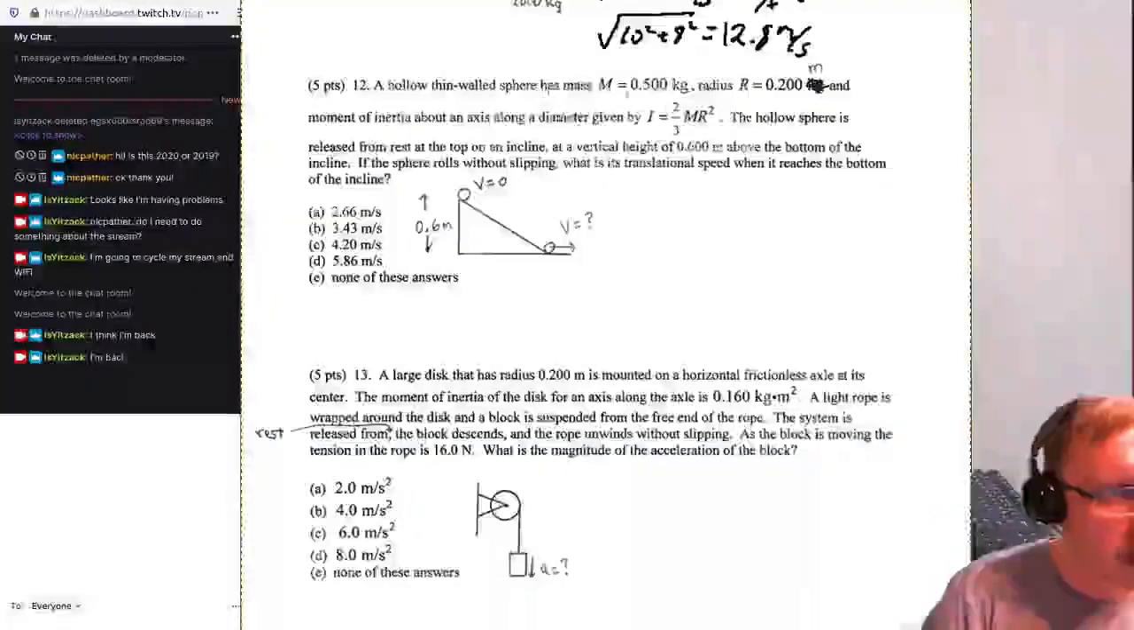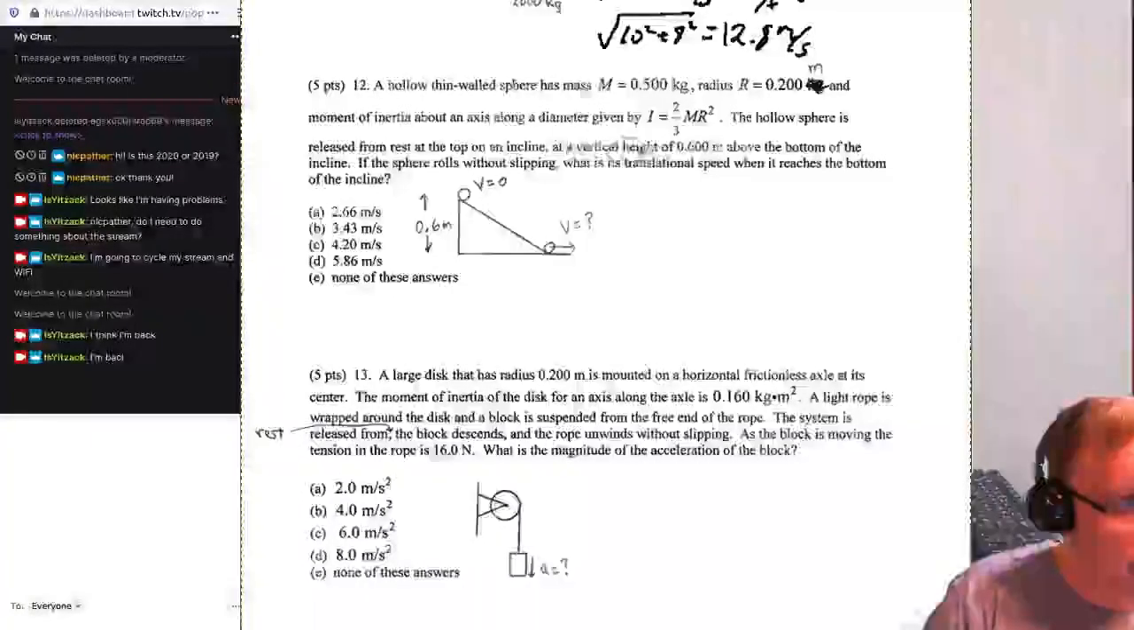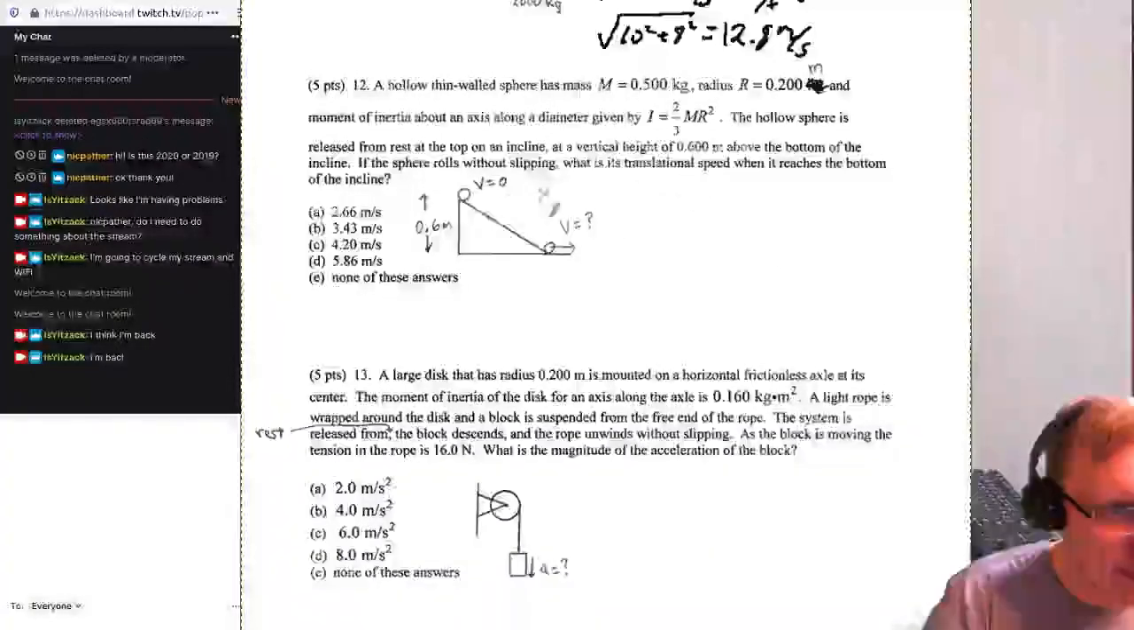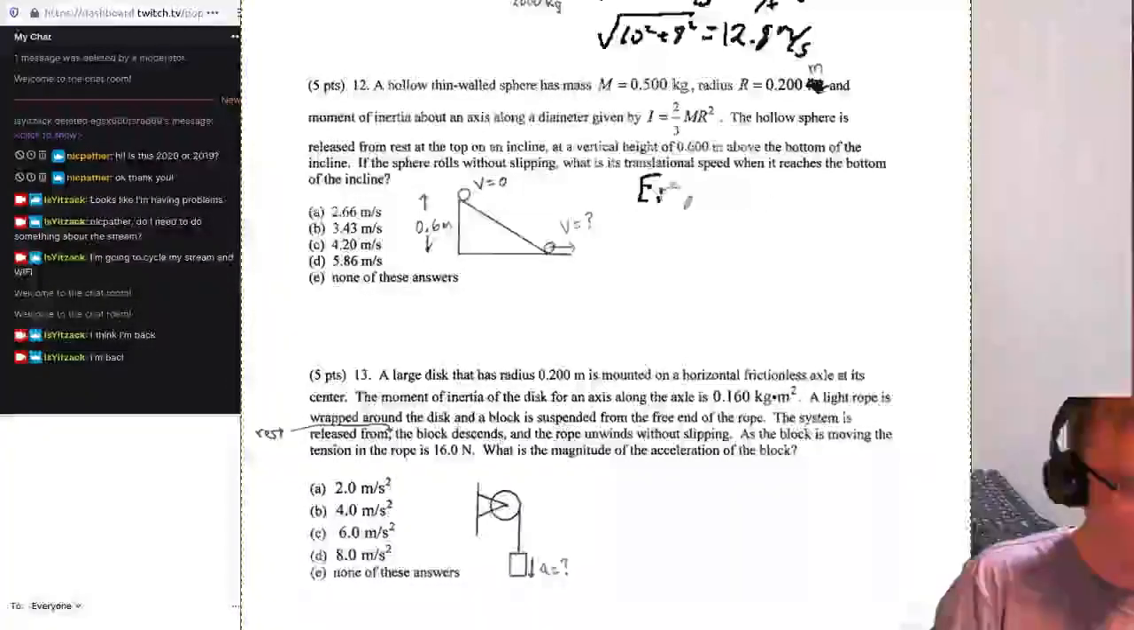A hollow thin sphere has mass here, radius there, and moment of inertia about the axis given by I is equal to 2/3 mr squared. The hollow sphere is released from rest at the top of an incline, vertical height 0.6 meters. If the sphere rolls without slipping, what is its translational speed when it reaches the bottom of the incline? Conservation of energy. Energy initial is equal to energy final.